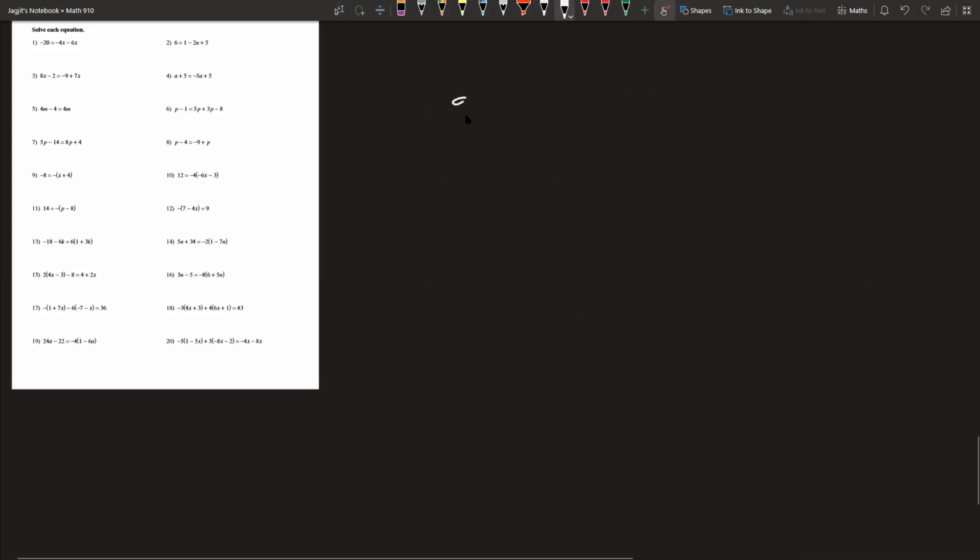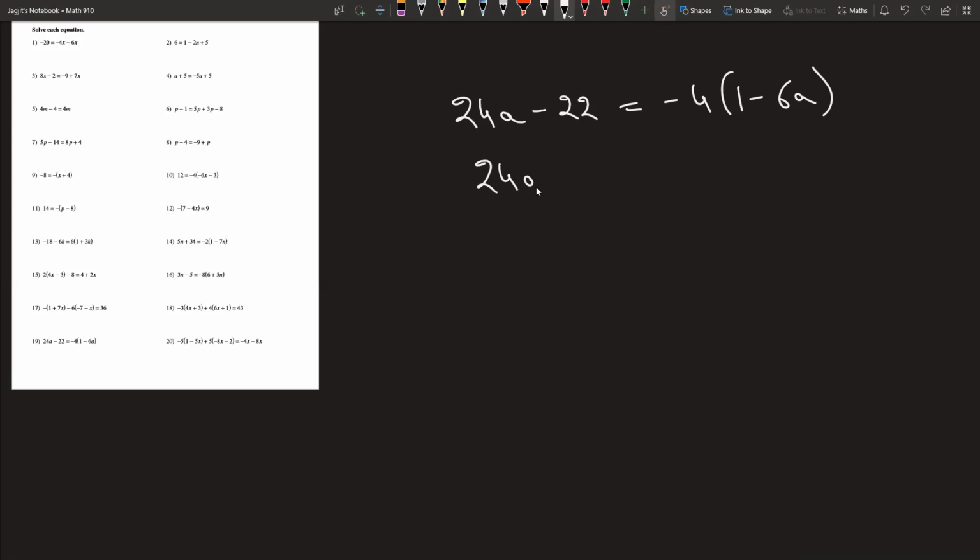Next up, what we have is 24a minus 22 is equal to minus 4 times 1 minus 6a. Okay, let's just FOIL. So this is 24a minus 22. What's minus 4 times 1? That's minus 4. What's minus 4 times minus 6? Well, minus minus will become plus. 6 times 4 is 24.